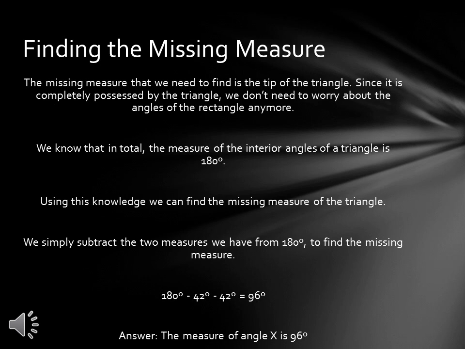180 degrees minus 42 degrees minus 42 degrees equals 96 degrees. The answer is that angle x measures 96 degrees.